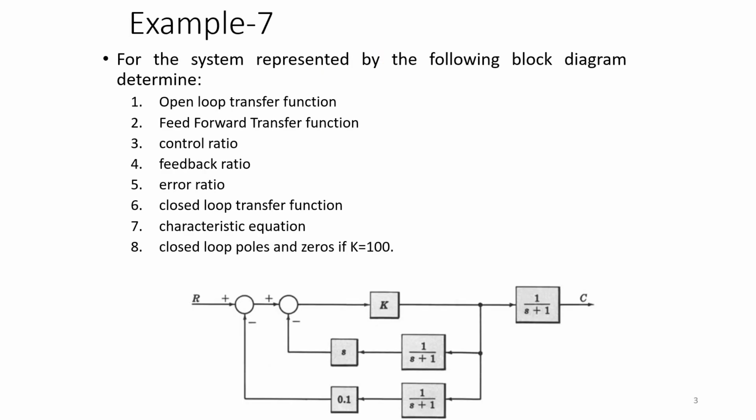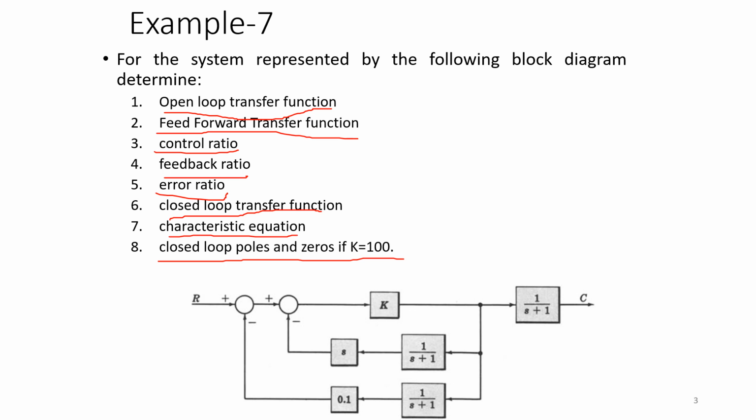A few examples were already discussed in the previous session. Here is another example which is given to us. For the given system, you need to find out the open loop transfer function, feed forward transfer function, control ratio, feedback ratio, error ratio, closed loop transfer function, characteristic equation, and closed loop poles and zeros if k equals 100. And this is the block diagram given to us.